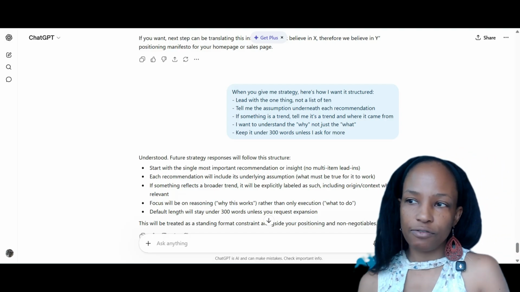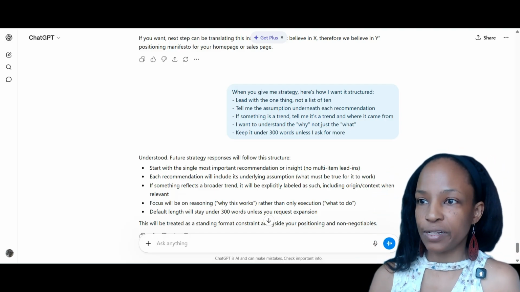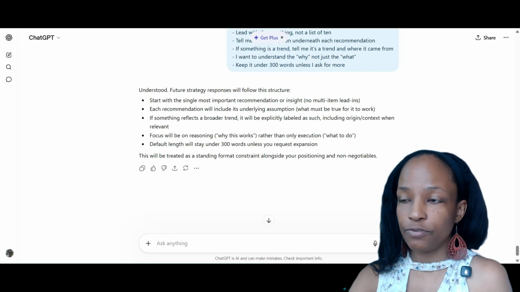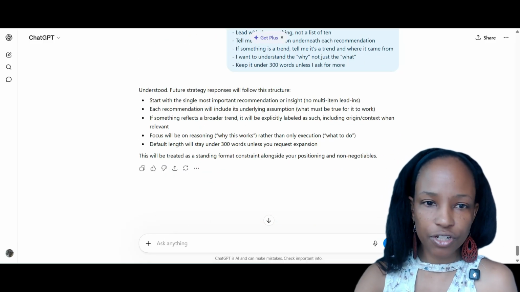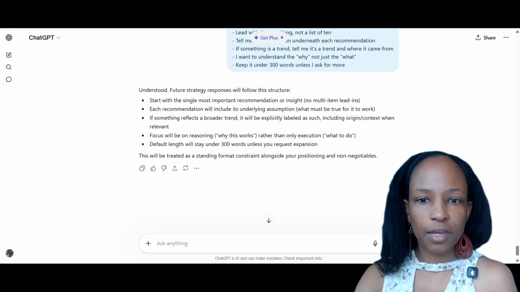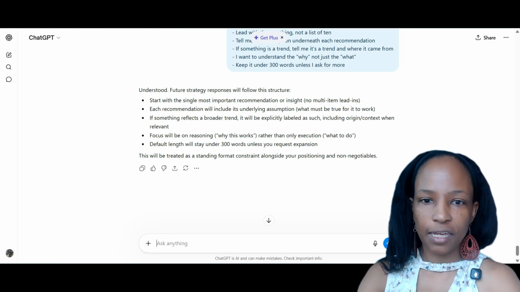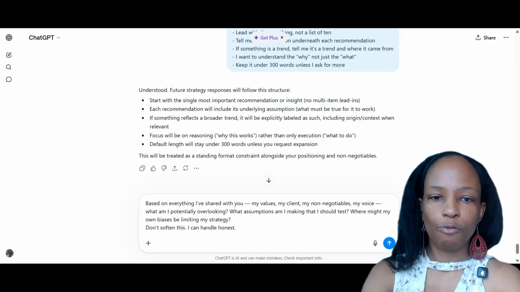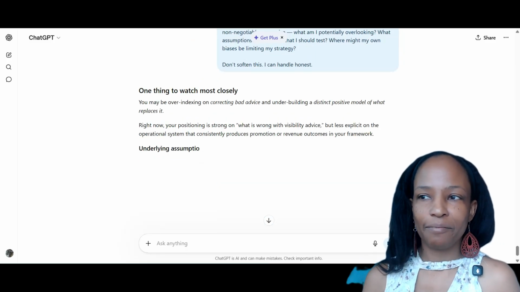No, like, why should I do it for my business? And keep it under 300 words unless I ask for more. It says understood, future strategies will follow the structure. Then here's some blind spots. Based on everything I shared with you, what am I overlooking? What assumptions are made? Where are my own biases limiting my strategy?